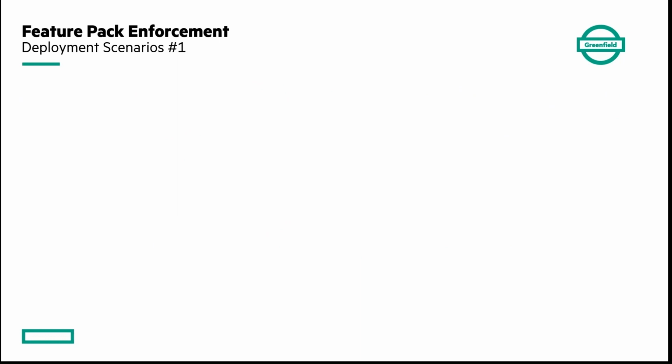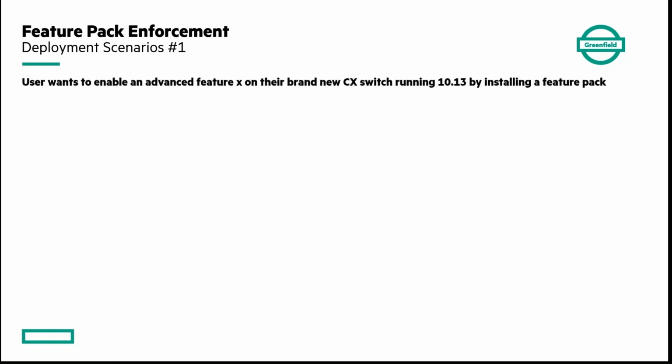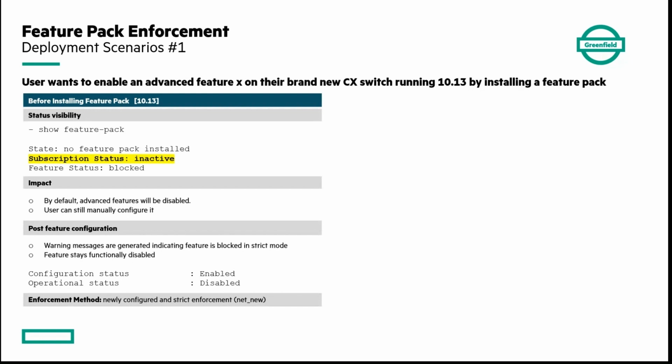Talking about the first one, the user wants to enable an advanced feature X on their brand new CX switch running 10.13 by installing a feature pack. Now, the switch is in 10.13, so before installing a feature pack, if you do a show feature pack in the CLI, the state will be shown as no feature pack installed. Subscription status will be inactive and the advanced feature will stay blocked. As an impact, by default, advanced features will be disabled.